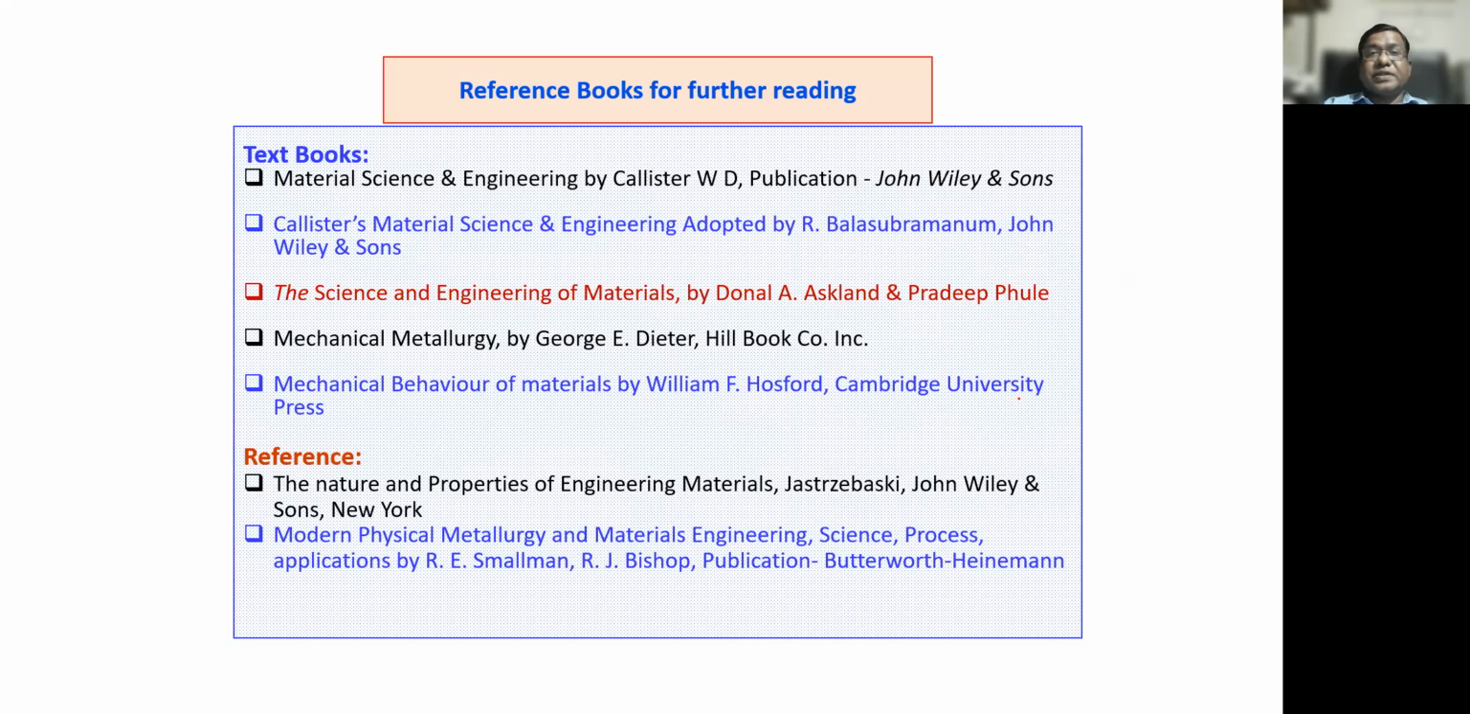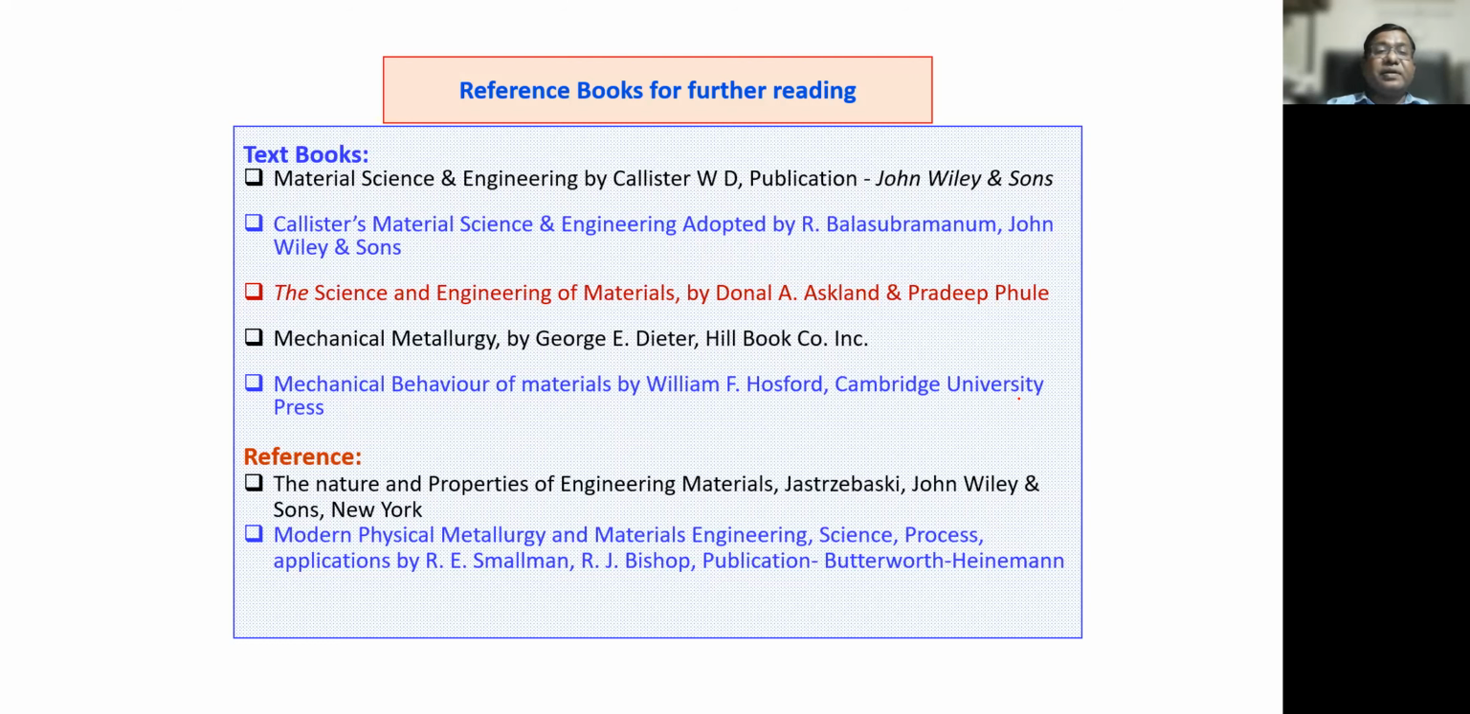So these are the reference books for further reading. The textbook Materials Science and Engineering by William Callister, and Callister's other book adopted by R. Balasubramaniam is also there. The second one is the latest one, and third is The Science and Engineering of Materials by Donald Askeland and Pradeep Phule. This is also a very good book, with very good illustrations. Then Mechanical Metallurgy by George Dieter, and Mechanical Behavior of Materials by Hosford.